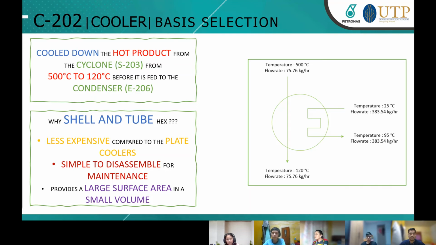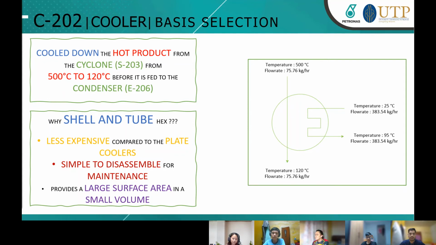The reason why shell and tube heat exchanger was chosen among others is because first, it is less expensive compared to the plate cooler. Then this type is simple to disassemble for maintenance purposes and also provides a large surface area in a small volume.